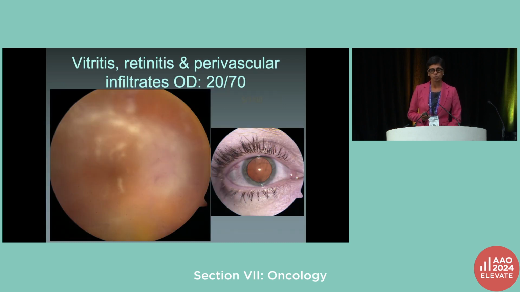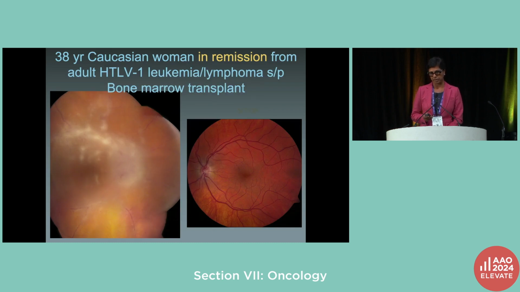This was a young lady who was already in remission from HTLV1, adult HTLV1 retinitis, or lymphoma leukemia, and she presented with this retinitis and vitritis. Her vision's down to 20/70. You can see all the vitreous membranes. And at that time, we thought that she had CMV retinitis. So we did a vitreous tap and AC taps and sent them for various PCRs.